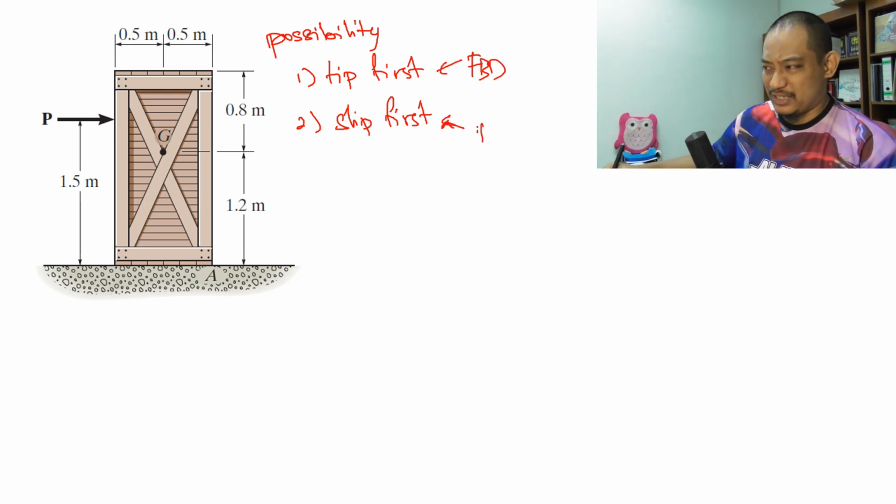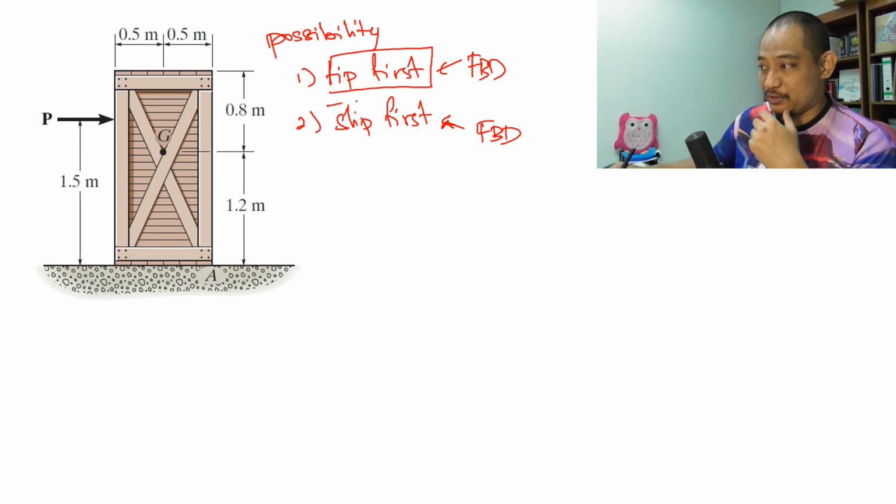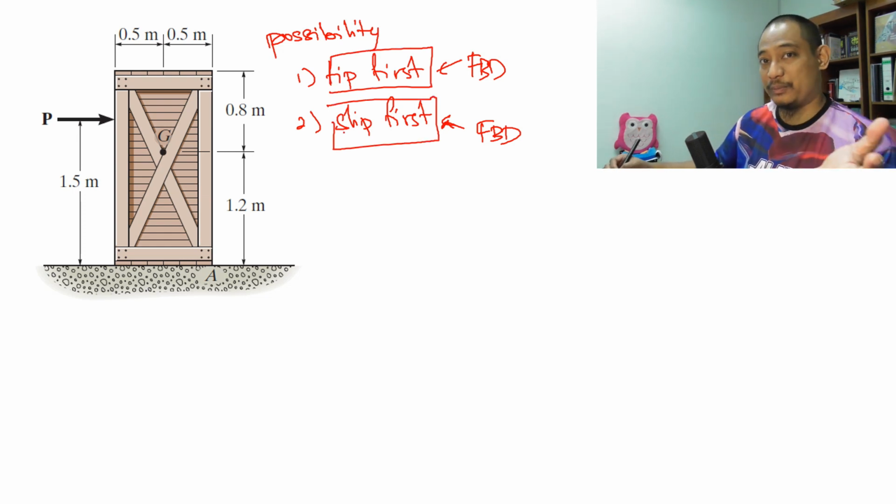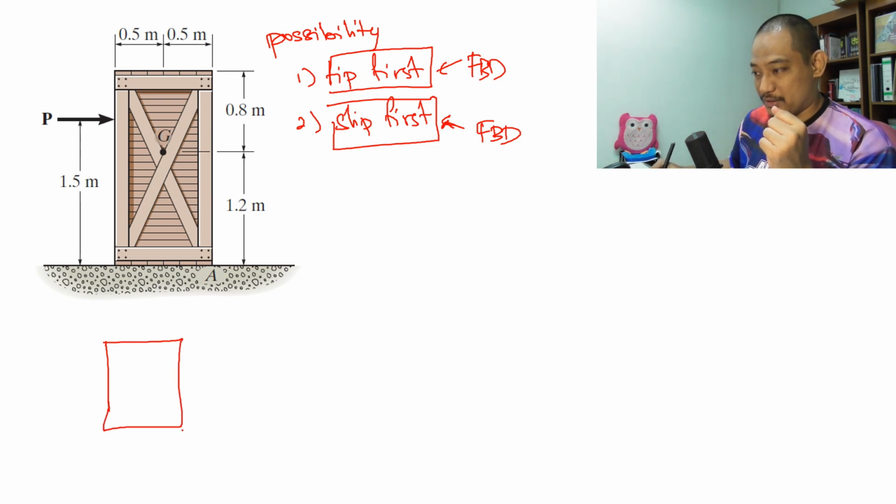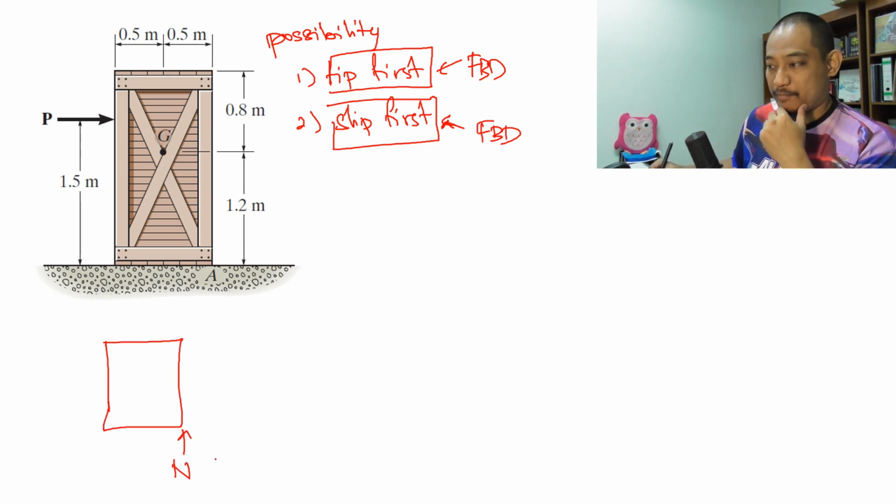You cannot use the same free body diagram for multiple options or multiple possibilities, because this free body diagram will be different than this. So each possibility will have its own free body diagram. Make sure you understand that. For example, in tip first, we know that the normal reaction is there, and the friction is not yet maximum normally. So this is tip first.